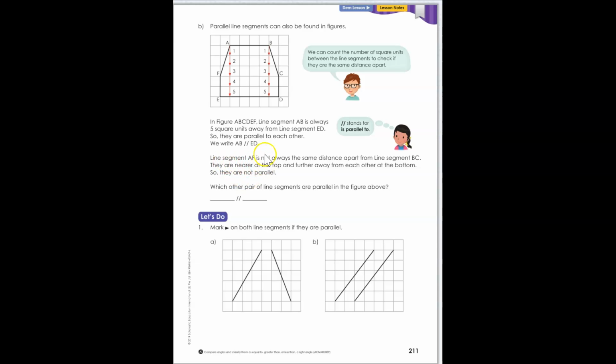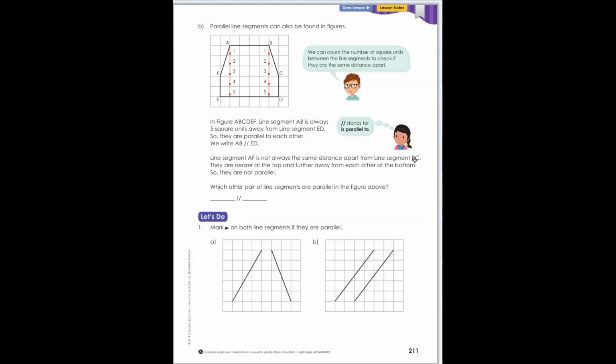Line segment AF is not always the same distance apart from line segment BC. So AF is here, A to F, and B to C. See how A and B are closer than C and F? So that's why it's not parallel. They're actually moving apart.